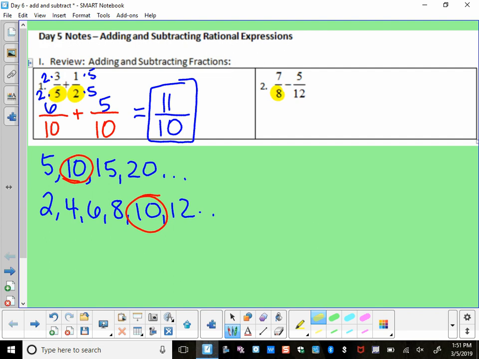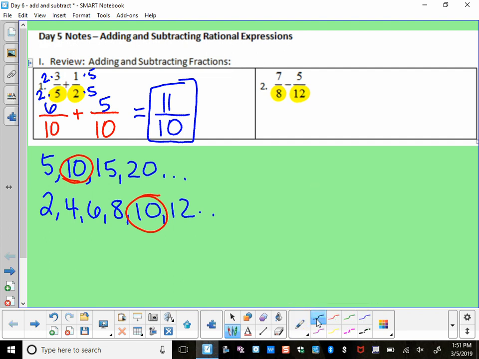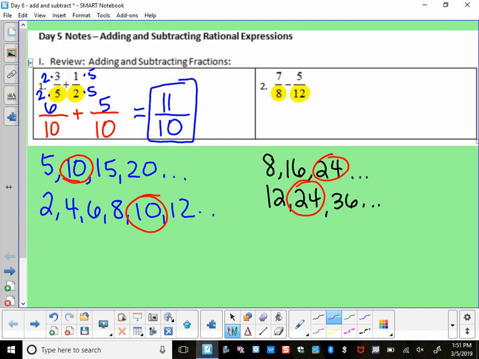Alright, let's look at number 2. My denominators are not the same. I need to get them to be the same. So let's figure out what they have in common. If I list my multiples for 8, I have 8, 16, 24, so forth. Let's do 12. We have 12, 24, I can stop there, 36. So I know that my least common denominator is going to be 24.